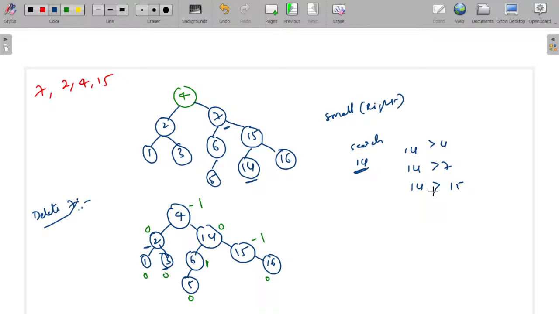14 is smaller than 15, so it is going to check in the left child. So 14 and 14 are compared, they are the very same. So now we will say that it is found. This is how search operation works in AVL tree. It is very similar to binary search tree, nothing different. All these steps are very same.